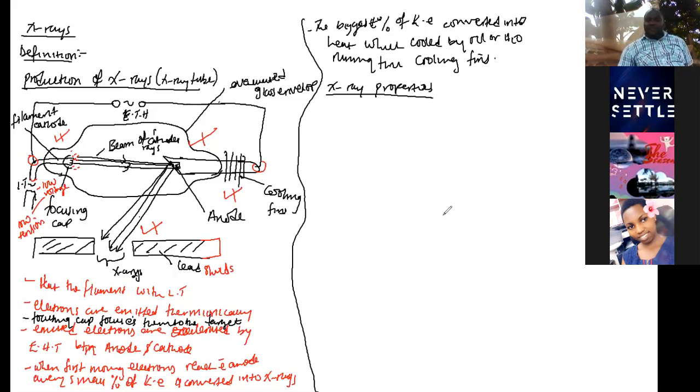X-rays can also be diffracted by crystals, leading to an interference pattern. So basically, those are the properties of X-rays. Then can we talk about the uses before we go to the spectra? Uses of X-rays.